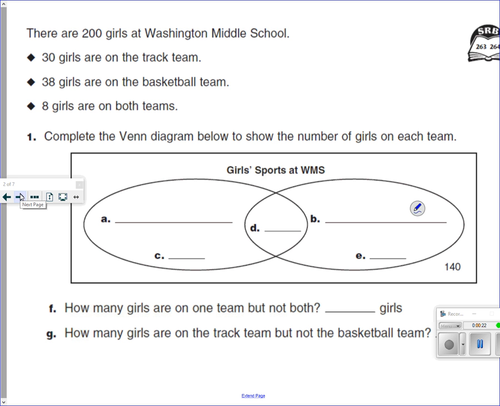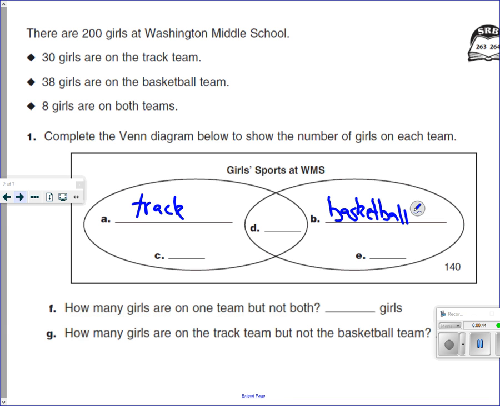There are 200 girls at Washington Middle School. 30 girls are on the track team. 38 girls are on the basketball team, and 8 girls are on both teams. So I have to make a Venn diagram for this, okay? I'm going to label this diagram track, and this one right here is called basketball.